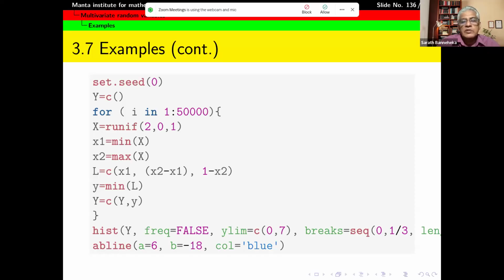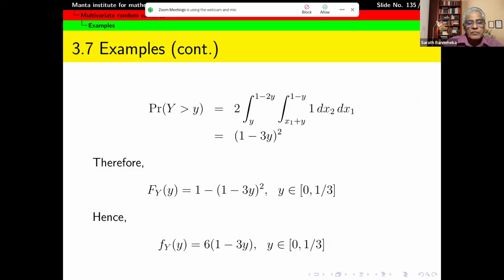What I'm interested in is the minimum of the L values, so I take Y to be the minimum. Like that, I do it 50,000 times, considering the minimum of these three pieces 50,000 times. Therefore, at the end, I have 50,000 possible values of Y, and then I draw the histogram using this function here.